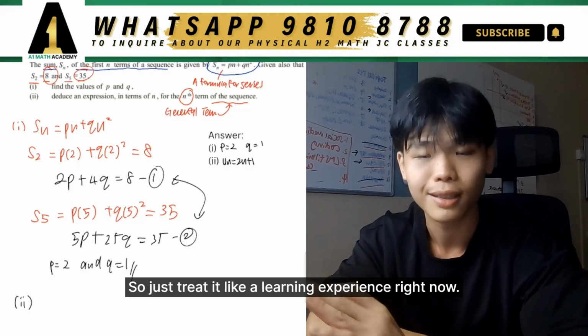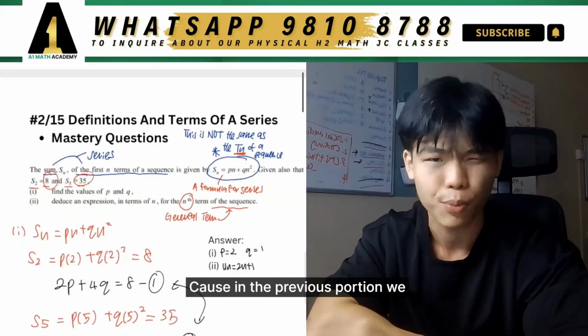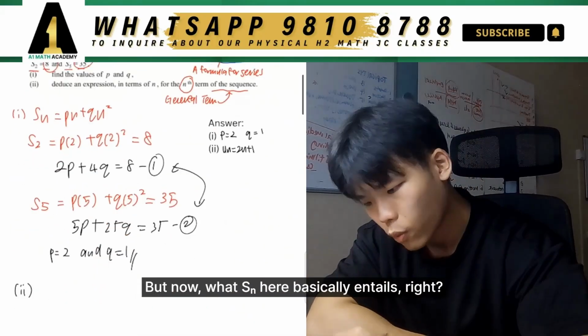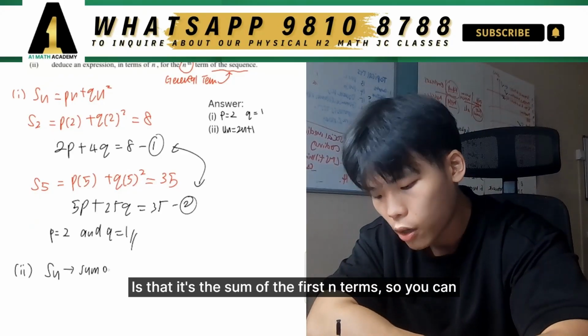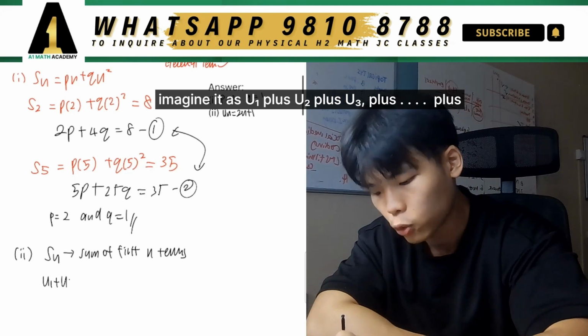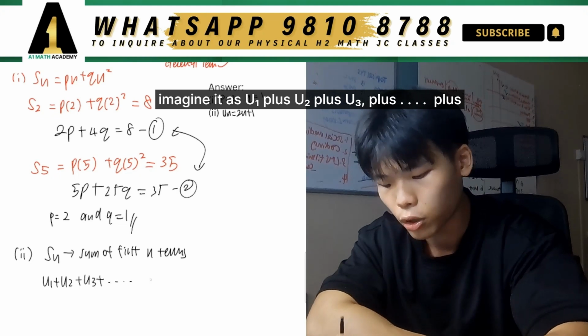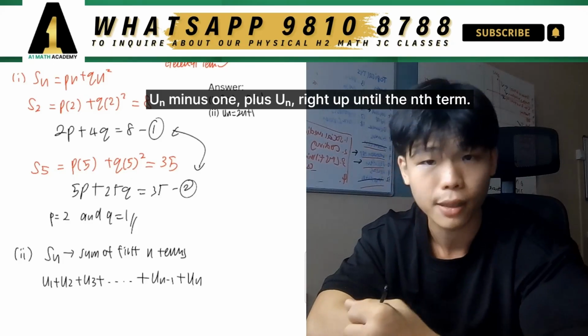So just treat it like a learning experience right now, because I didn't mention this in the previous portion, right? Because in the previous portion, we were just going through the basics. But now, what Sn here basically entails is that it's the sum of the first n terms. So you can imagine it as u1 plus u2 plus u3 plus dot dot dot plus un minus 1 plus un, right? Up until the nth term.